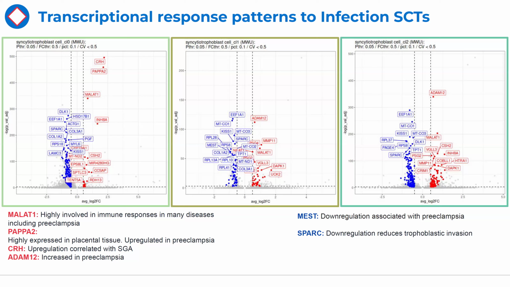What you can see here, for example, is that ADAM12 is a gene that pops up, I think, in at least 2 of them. Other genes that are overexpressed would be, for example, MALAT1, which is highly involved in the immune response, including preeclampsia, PAPPA2, also known to be upregulated in preeclampsia, CRH, whose upregulation is correlated with small embryo size, and ADAM12, which is, as I said, also in preeclampsia. And we have some genes that are downregulated, MAST and SPARC, which are also somehow related to either preeclampsia or different functions within the placenta.